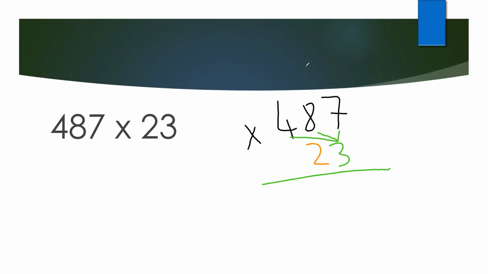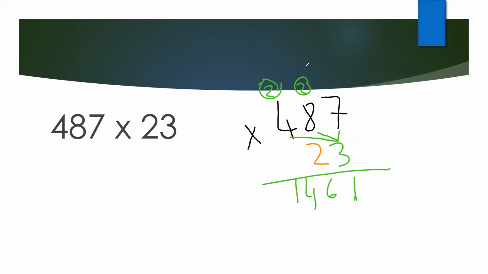3 times 7 is 21. I'm going to put the 1 and carry the 2. 3 times 8 is 24, plus the 2, that's 26. So now 6, and I carry another 2. 3 times 4 is 12, plus 2, that's 14. So I'm going to put all of the 14 because there's nothing else. That's the last step.